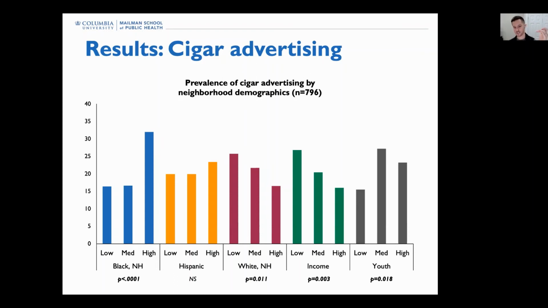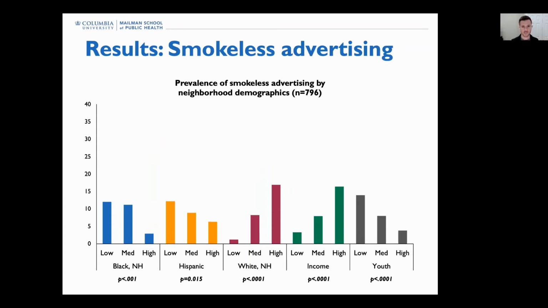We also saw the same trend by income level. In high income neighborhoods, cigar advertising was less prevalent than in the lowest income neighborhoods. For smokeless tobacco, prevalence, again, was lower overall, but we actually saw the reverse trends. In largely Black neighborhoods, we found that smokeless advertising was very uncommon, whereas if you look at percent white, we saw an increasing trend. So largely white neighborhoods had more smokeless tobacco advertising.